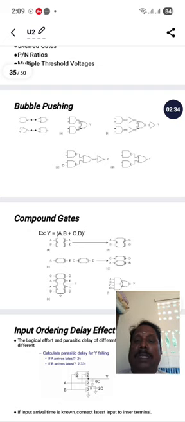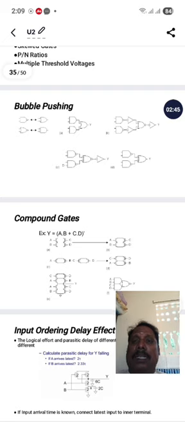Look at the left side, the diagram explaining bubble pushing. The first one shows that a NAND gate is similar to an OR gate with bubbles at the inputs, and similarly, a NOR gate is equivalent to an AND gate with the bubbles kept at the input side. With this help, I'll explain the bubble pushing concept.